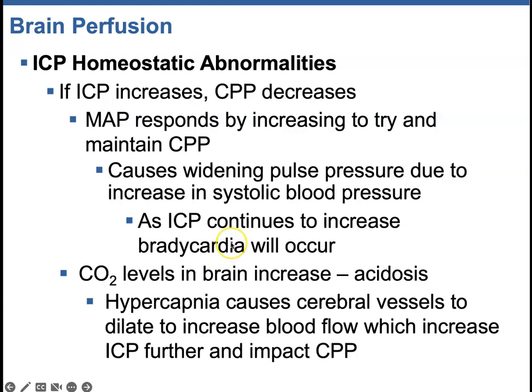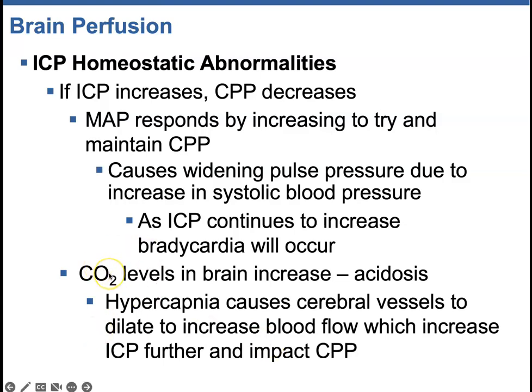So you're going to have widening pulse pressure, bradycardia, and the respiratory rate is going to be really irregular and weird. This is called Cushing's syndrome. Widening pulse pressure, bradycardia, and irregular respiratory rate.